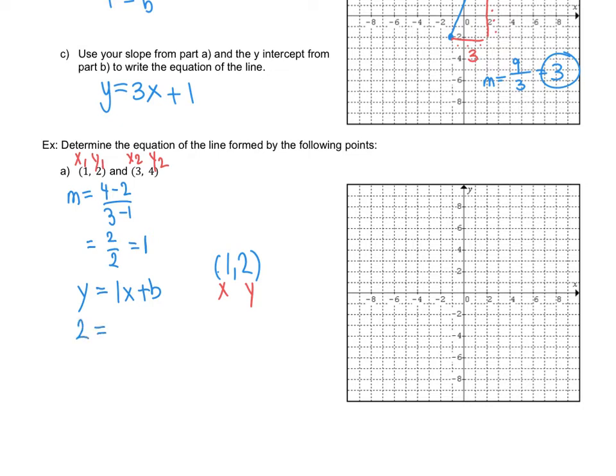So for y, we're going to put 2. For x, we're going to put 1. 1 times 1 is 1. And bring that 1 over to the other side. Careful that you change the sign. 2 minus 1 is 1. So our equation is y equals x plus 1. Technically, you can write y equals 1x plus 1 if you prefer, but if the coefficient is just 1, it's not necessary to write. So there it is.